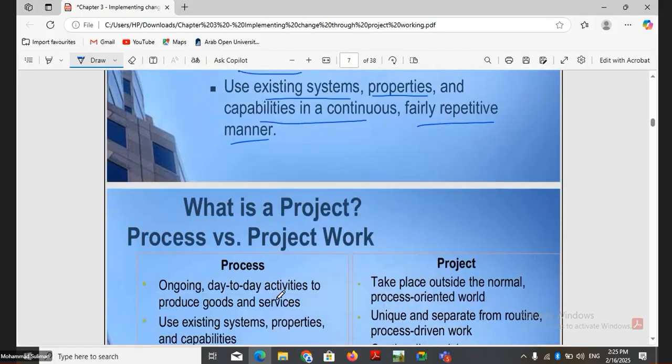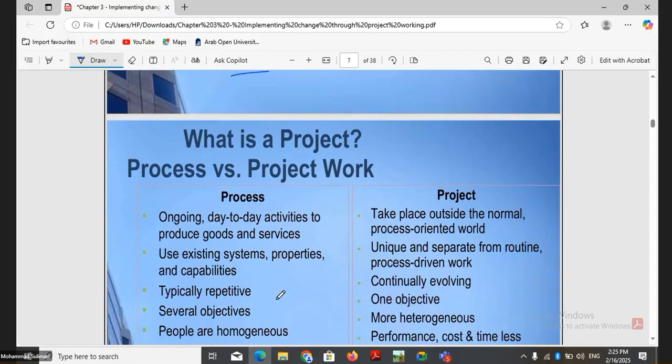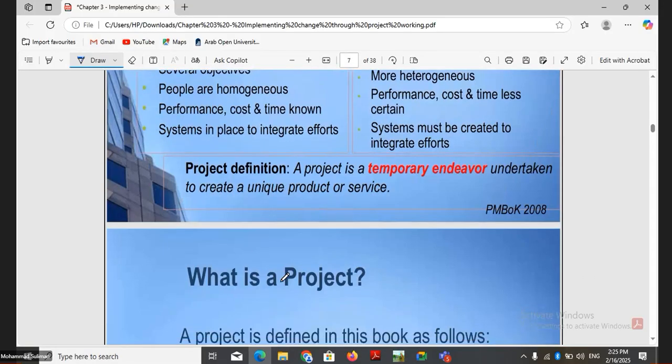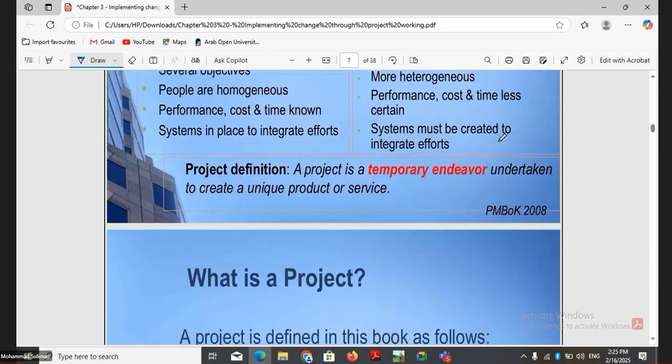Okay, fine. So then what is a project? A project can be defined as a temporary endeavor or work undertaken to create a unique product or service. That is, creating a product, creating a new process, creating a new service is a project. Fine. Whereas in a process, it is using the existing system.